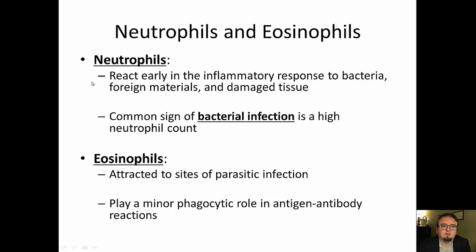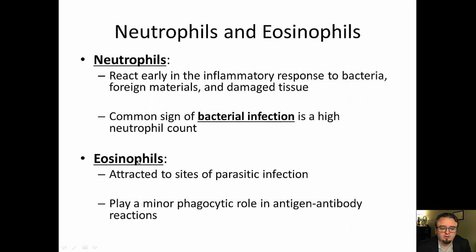Really, if you think about the immune system as like a military force, then these are kind of like the basic infantry, and they tend to have the largest presence, and they also tend to have a general role, not a great amount of specialization here. So typically a foreign microbe is going to run into these first in most cases. And so they're early in the inflammatory response to bacteria, foreign materials, and damaged tissue. Typically a sign of a bacterial infection is that you have a high neutrophil count in the blood.